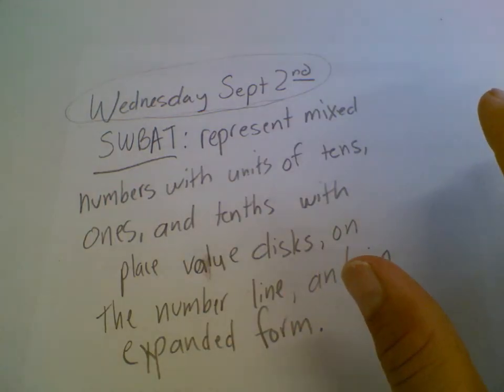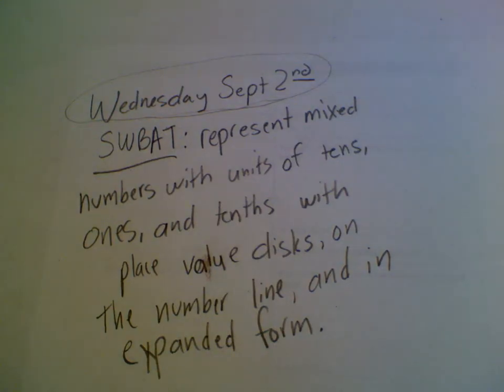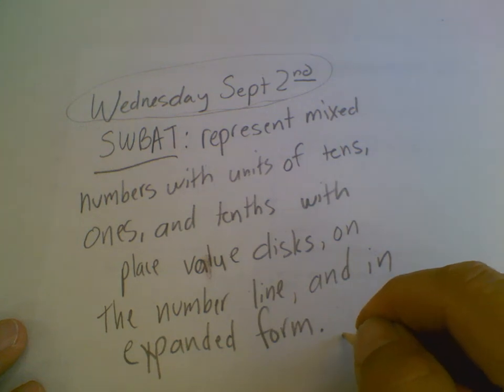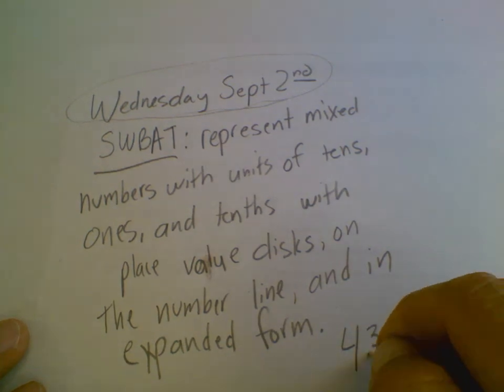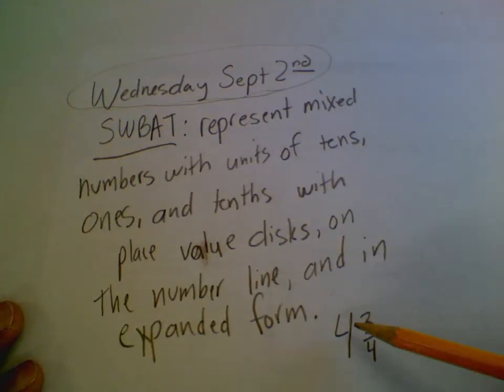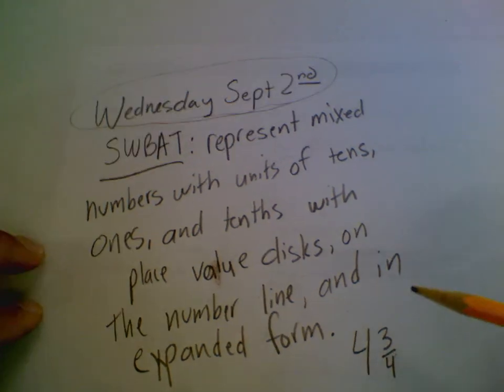But we're working with mixed numbers. Mixed numbers mean like it's a fraction, right? Basically. So we have 4 and 3/4. It's a mixed number because there's a whole number and a fraction on there, so it's mixed.